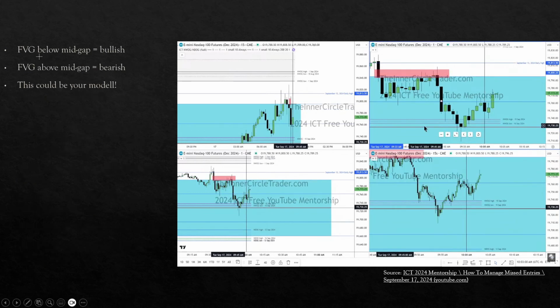If the fair value gap is below the mid gap, then we're bullish and we're looking for longs. This is then our bias. Or in this case, we had the fair value gap above the mid gap level, which is this one right here where the cursor is. Here's the fair value gap and it's above, so we're bearish and we're trying to short it down there. So our bias is bearish in the first 30 minutes. And this could be your model.